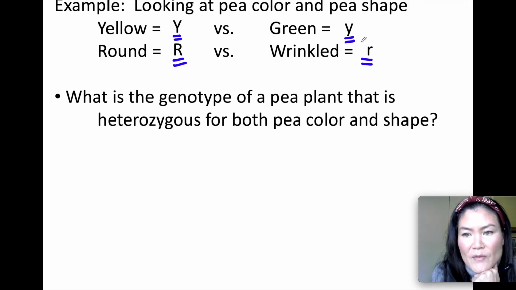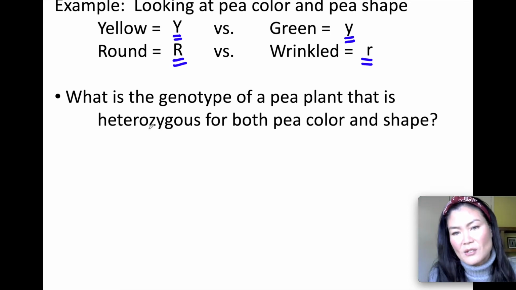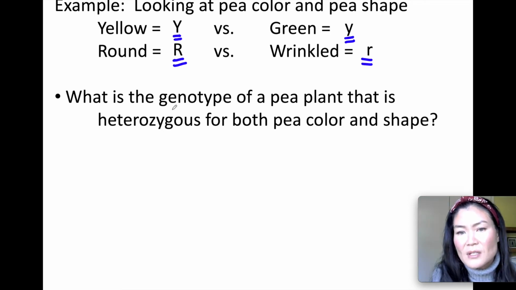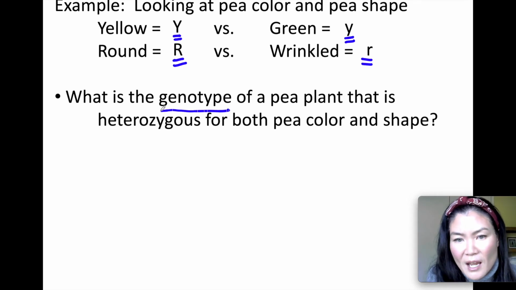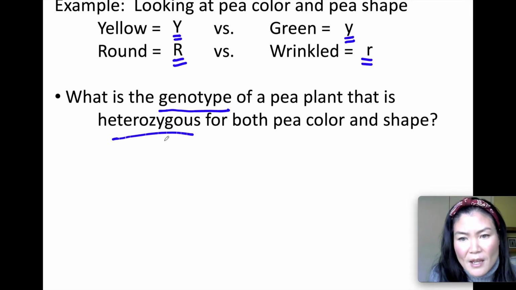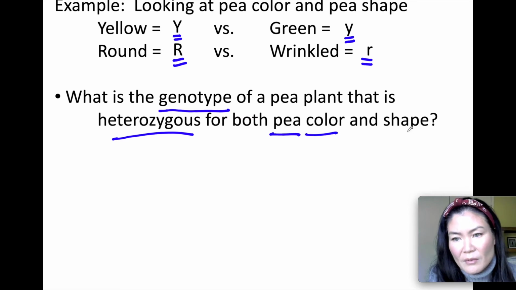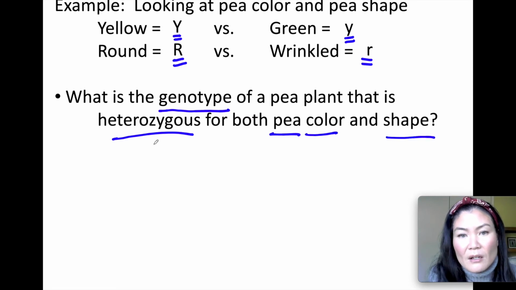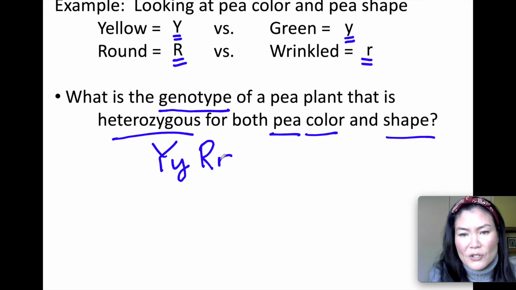What is the genotype of a pea plant that is heterozygous for both pea color and shape? This is just asking you to really understand the language here. Remember, genotype is the two genes. Heterozygous for pea color means yellow and green, and for pea shape, round and wrinkled. So that's the genotype, the two genes for color and shape, and it says heterozygous.